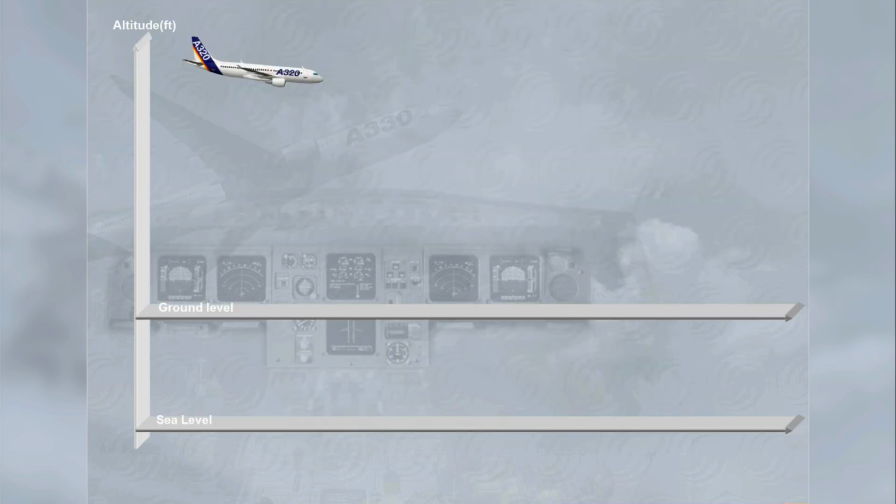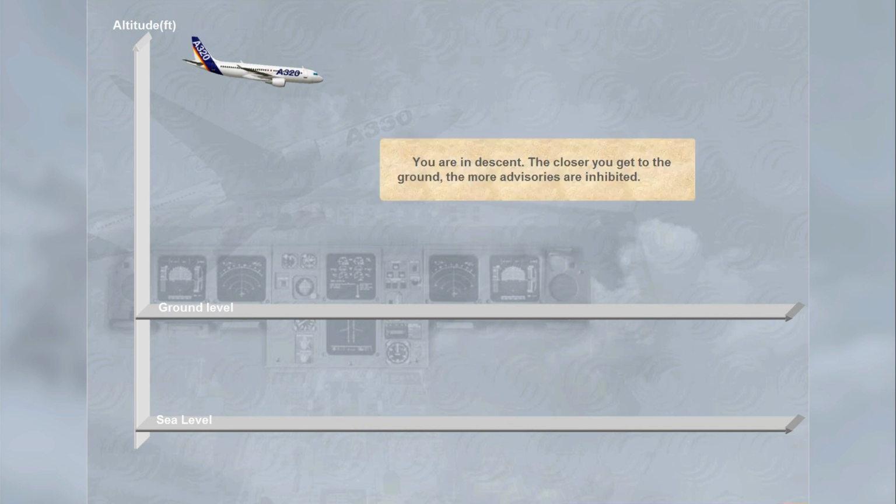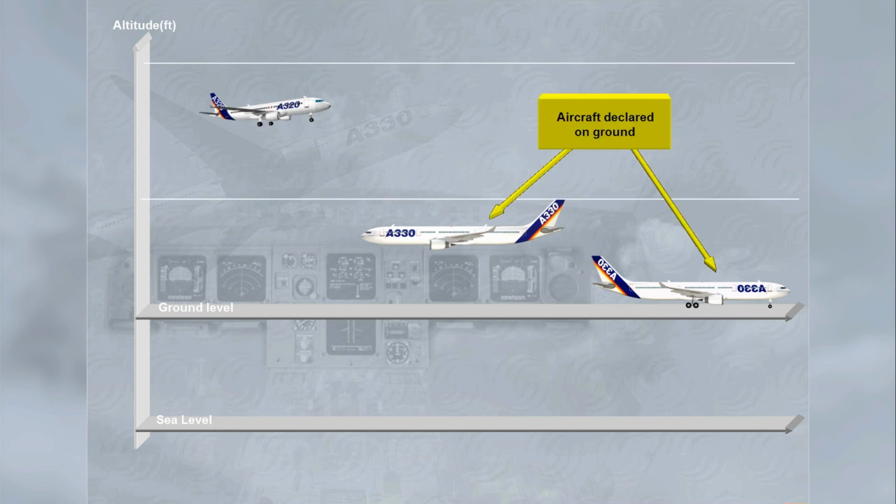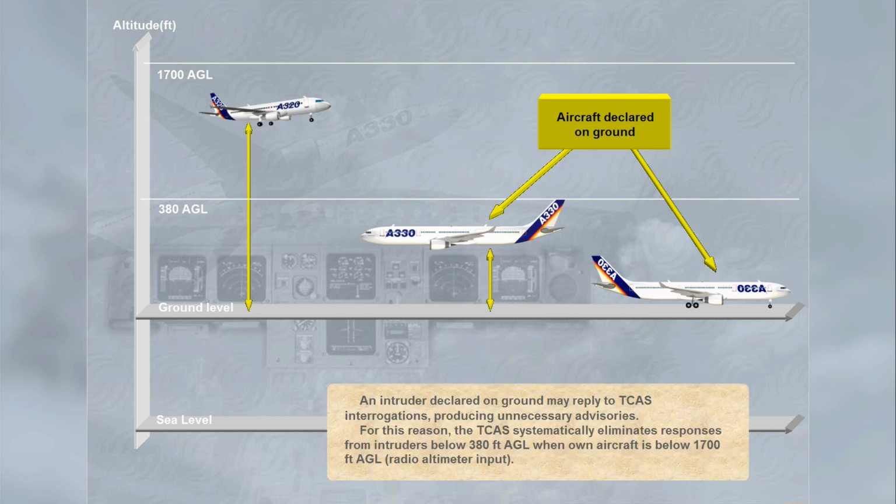You are in descent. The closer you get to the ground, the more advisories are inhibited. An intruder declared on ground may reply to TCAS interrogations, producing unnecessary advisories. For this reason, the TCAS systematically eliminates responses from intruders below 380 feet above ground level, when own aircraft is below 1,700 feet above ground level. Radio altimeter input.